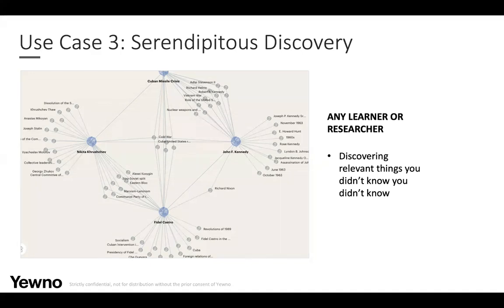And the big blue concepts are the connections that the researcher has entered. And then all of the smaller gray ones are the connections that are either directly between those or indirect connections. So it can help people discover things that are relevant to their research that they weren't actually looking for at the beginning because they didn't know that they existed.